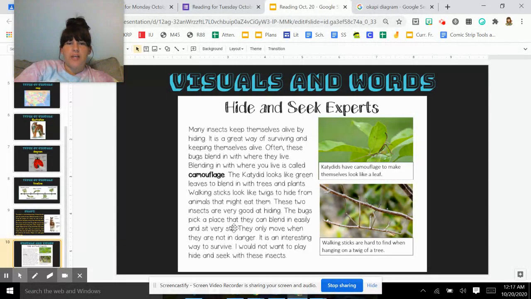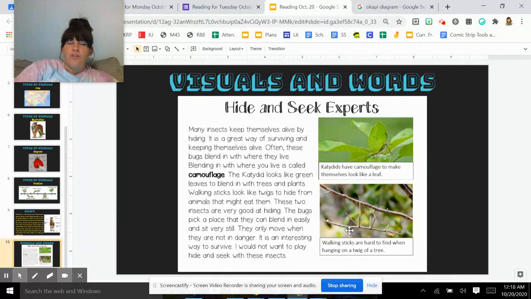The bugs pick a place that they can blend in easily and sit very still. They only move when they are not in danger. It is an interesting way to survive. I would not want to play hide and seek with these insects. I think the author of this is saying that because they definitely would lose.